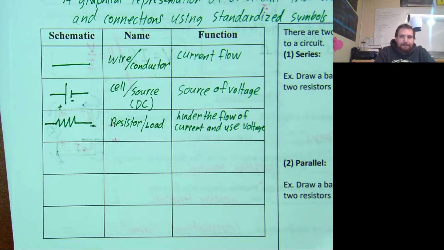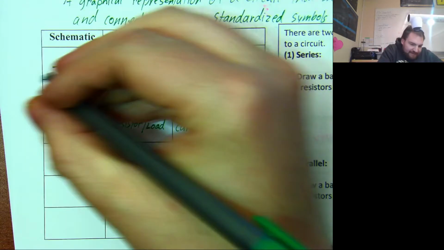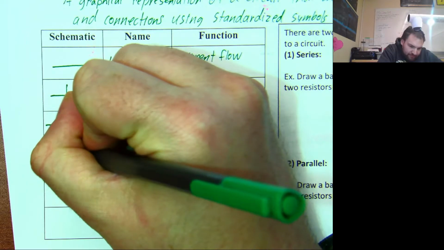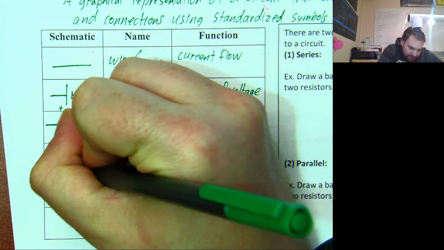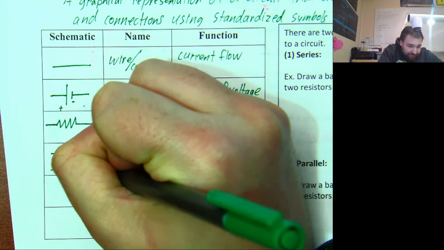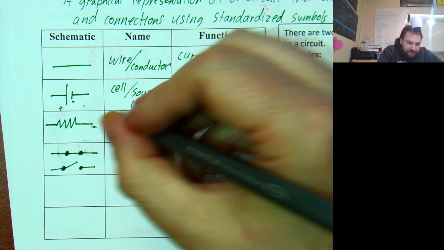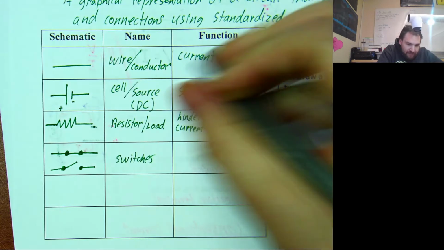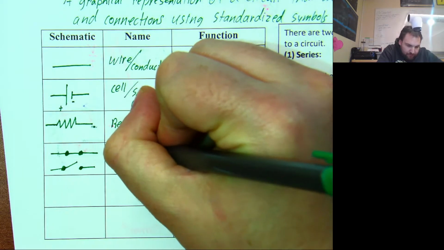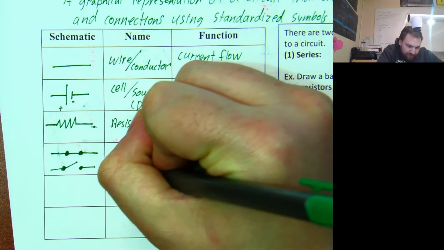Something looks like this. Or like this. These are switches. This one's closed. This one's open.